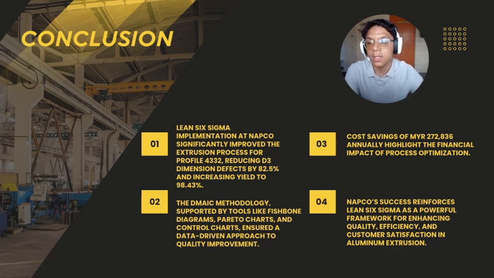Napco's success reinforced Lean Six Sigma as a powerful framework for the aluminum extrusion industry. It improves quality, efficiency, and customer satisfaction, all critical for staying competitive. Finally, our quarterly monitoring through 2019 confirmed these improvements are sustainable. Thanks to control measures like standardized operating procedures, this project proves Napco can achieve world-class quality, and it sets the stage for even more improvements. Let's look at how we can build on this success with our recommendations.